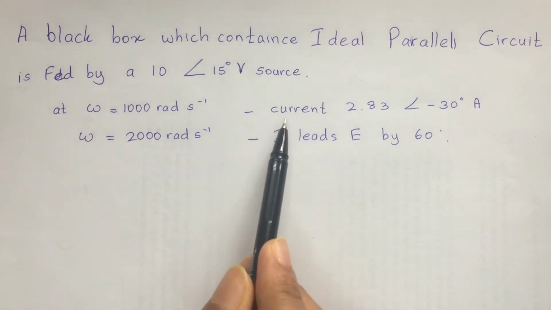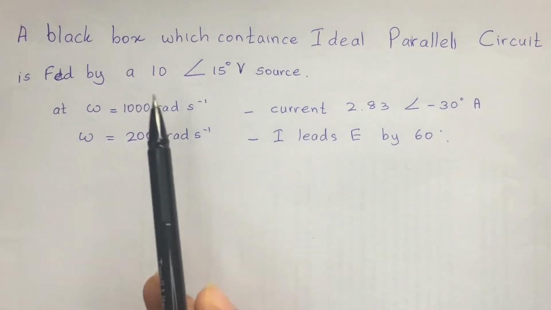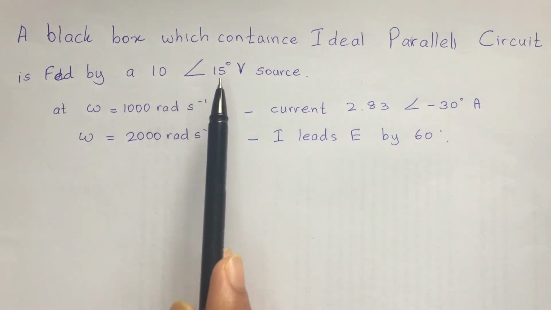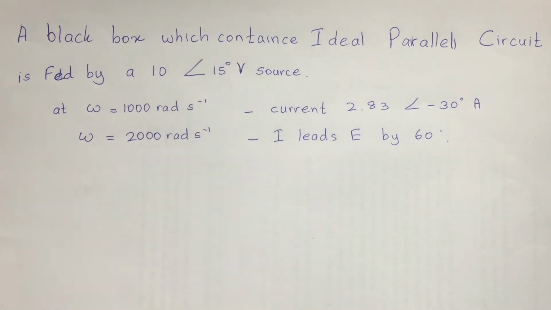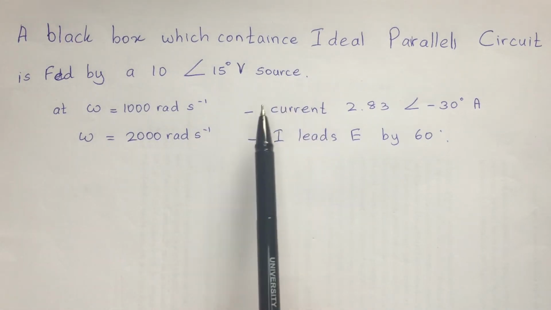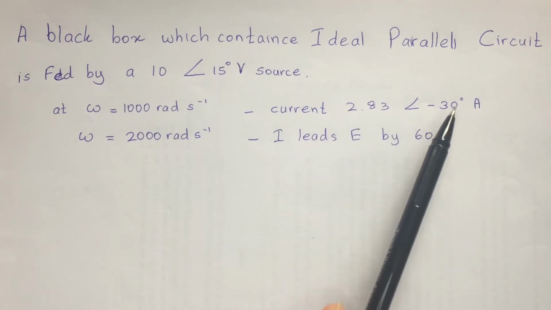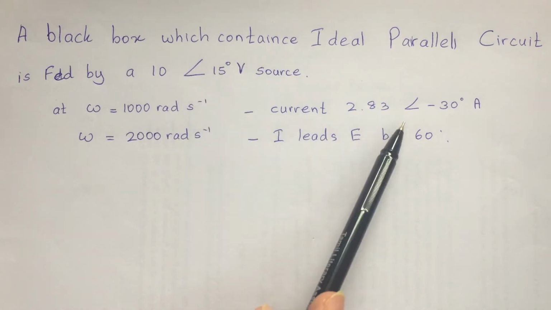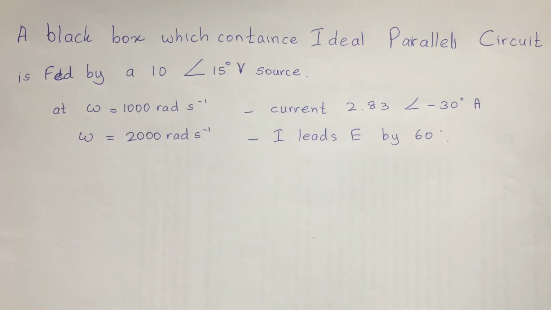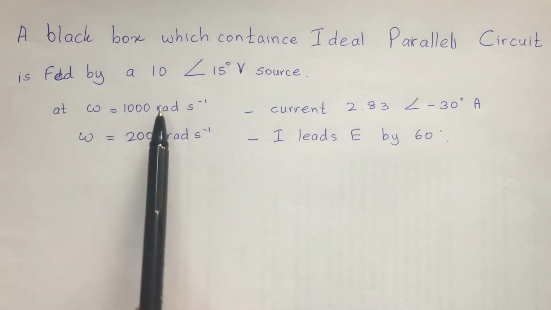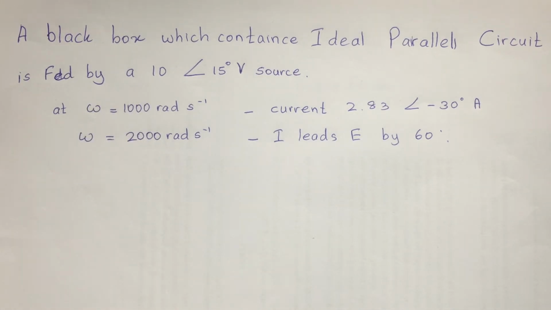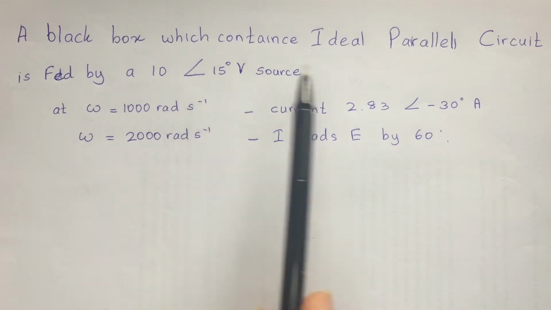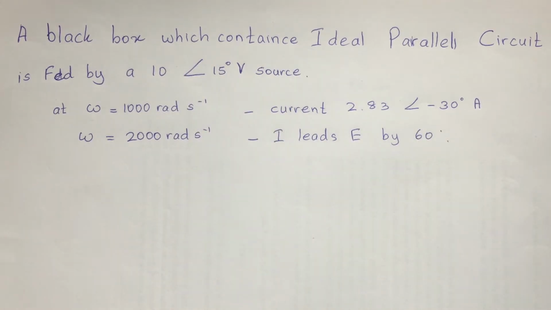If you look at this data, as you can see over here, the voltage source has a phase of 15 degrees, and the current 2.83 has a phase angle of minus 30, which simply means the voltage is leading the current. So when omega is 1000 radian per second, we can directly tell the voltage is going to lead this current, which simply means this circuit is an inductive circuit.